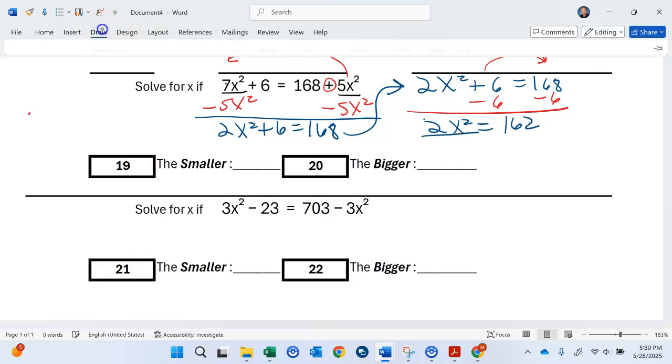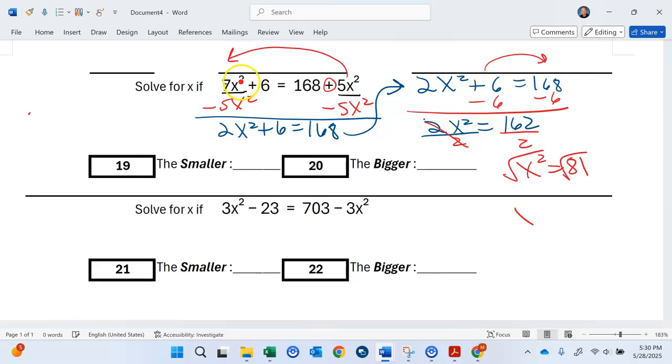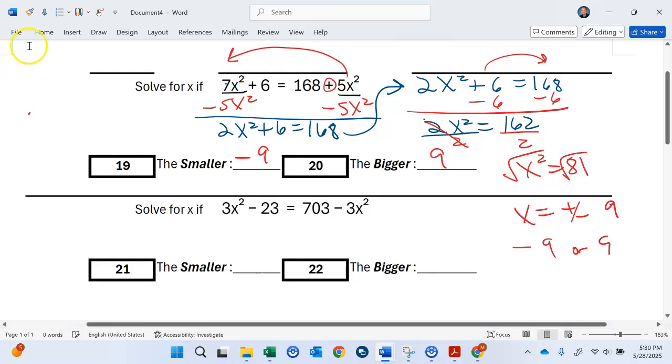Divide both sides by 2, right? Like normal. 2, 2. That cancels this. x squared equals 81. And if we do this, we get x equals plus or minus 9. So that's negative 9 or 9. So why don't you go ahead and try this and come back and I'll show you the solution.